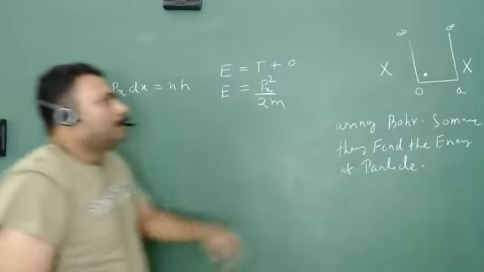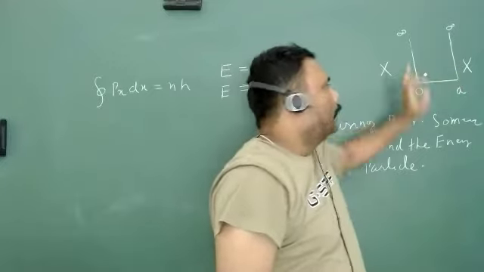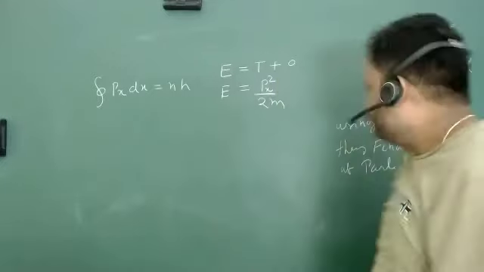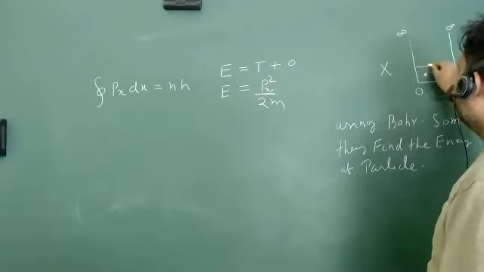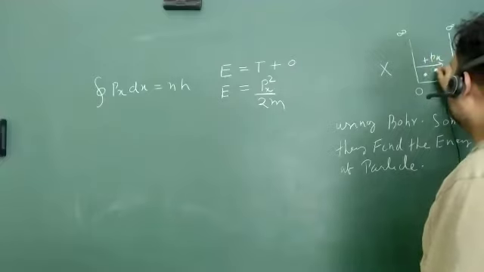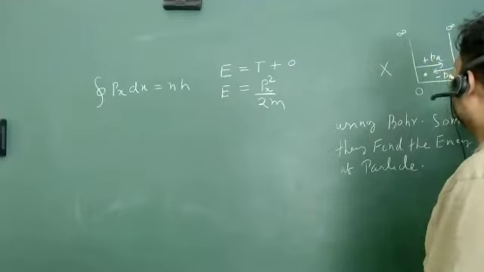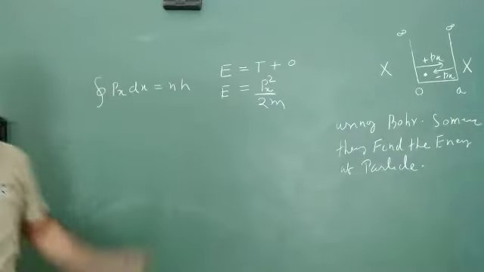What is the meaning of that? Suppose the particle starts from here, goes there, and again comes back. From here to here there is positive momentum, and from here to here there is negative momentum. And this is nothing but the area under the phase curve we have learned earlier.